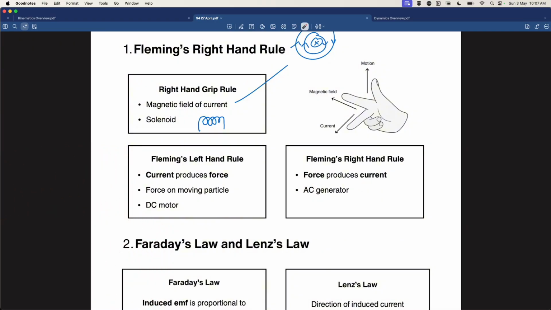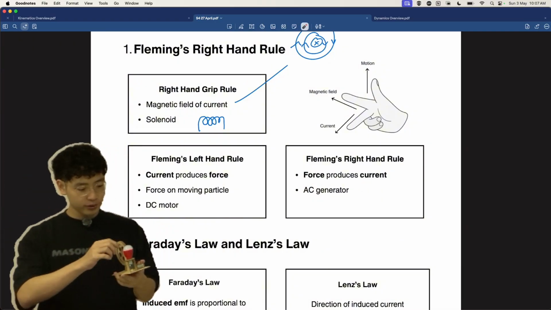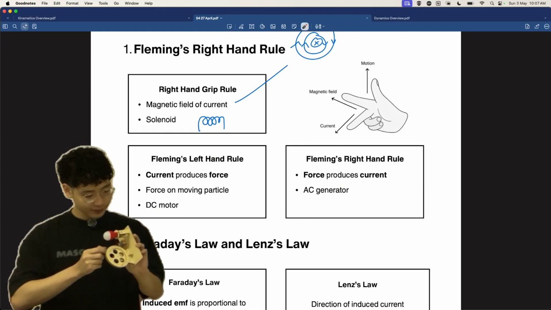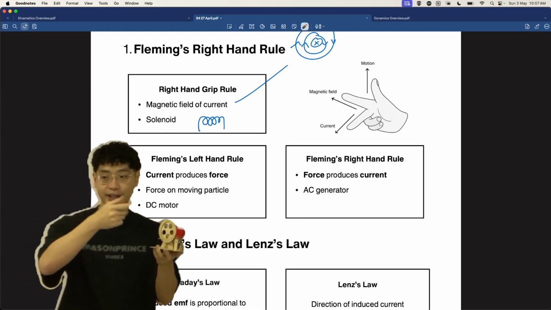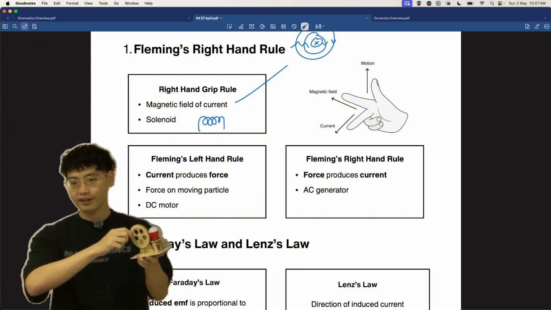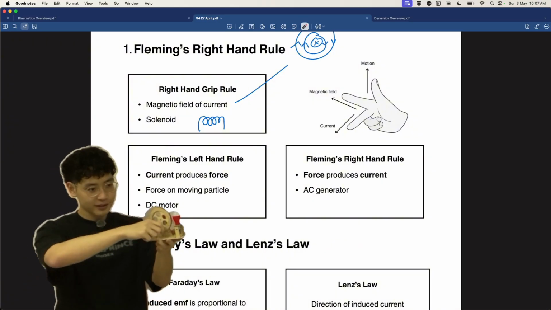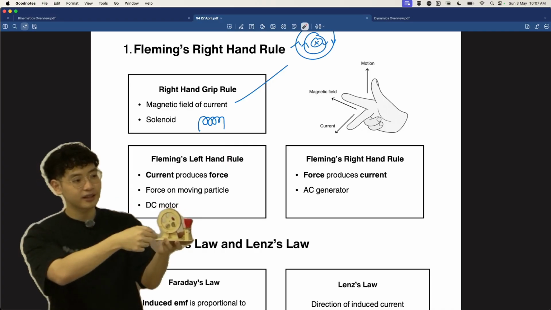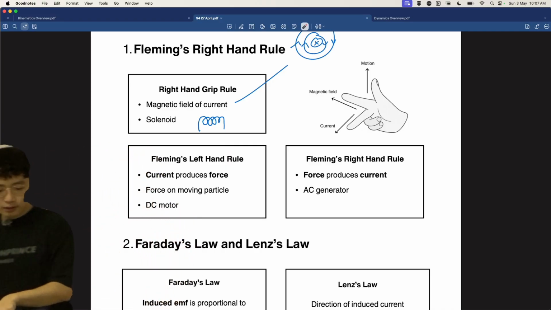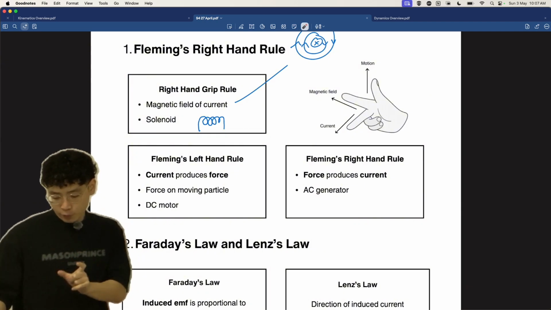Right, example over here. Can I ask Cliff, what rule? Okay, let's say it's lighting up, right? What rule will you use here? Right-hand rule, why? It's the force that produces the current, that causes it to light up. So we use Fleming's right-hand rule. Okay, so must know when to use each of the rules.